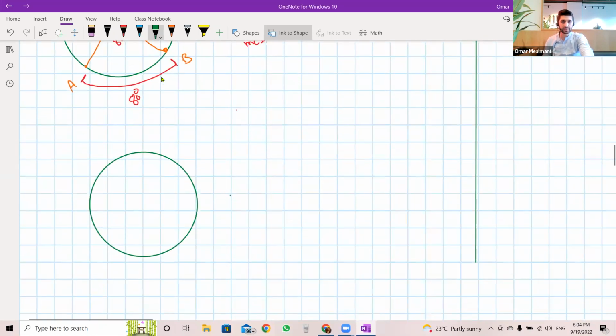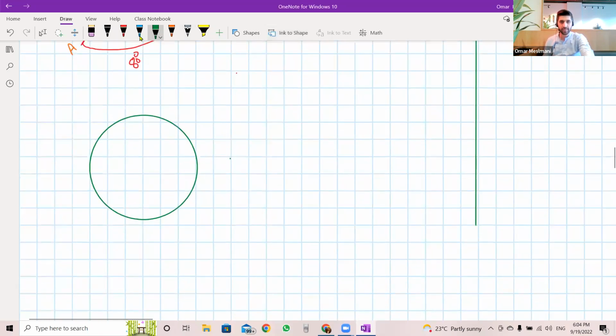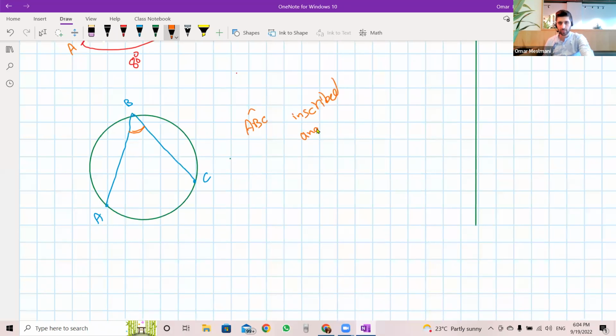Okay, let's move on. Now we have what we call the central angle. Now what if you have the angle ABC inscribed? ABC, that's the inscribed angle. What is so special about the inscribed angle? The measurement of the inscribed angle is basically half of its opposite arc.